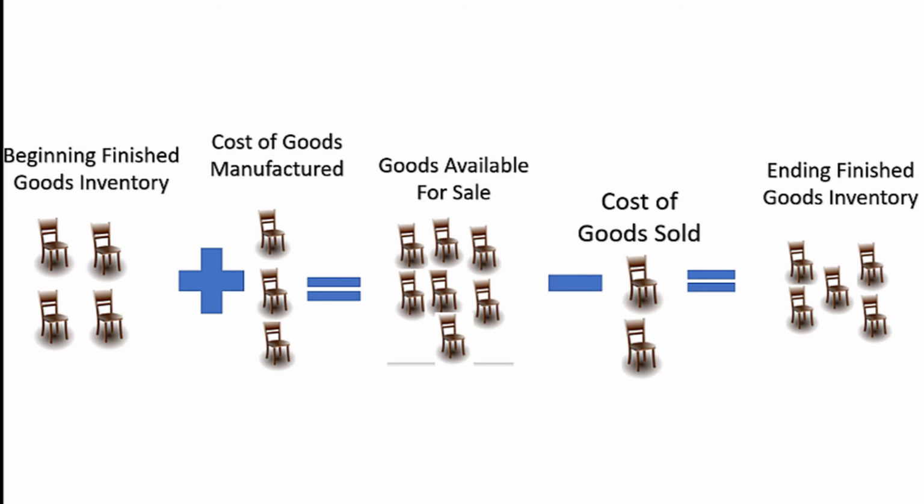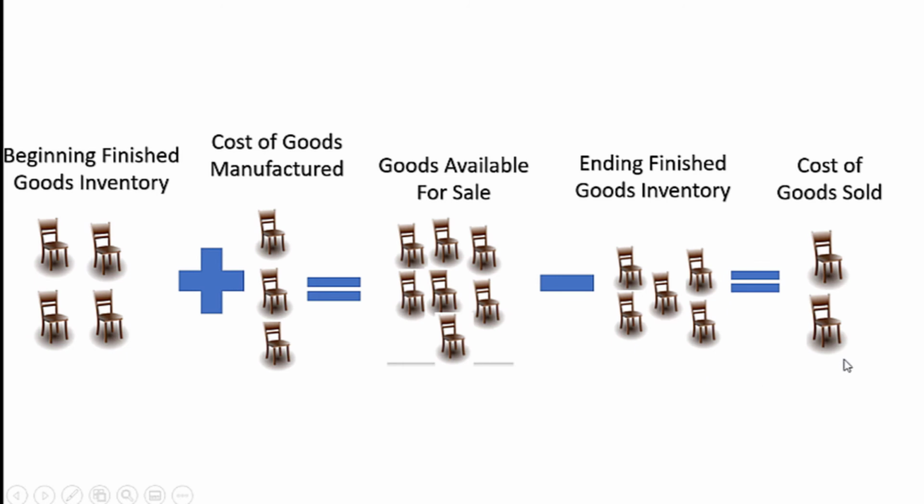Now it makes a little bit more sense to have the cost of goods sold on the right-hand side of the equal sign, since that's what we're solving for. So we can switch the cost of goods sold and the ending finished goods inventory around. That works out algebraically. And there we go. We have the form of the cost of goods sold calculation that you will see on the income statement for manufacturers.